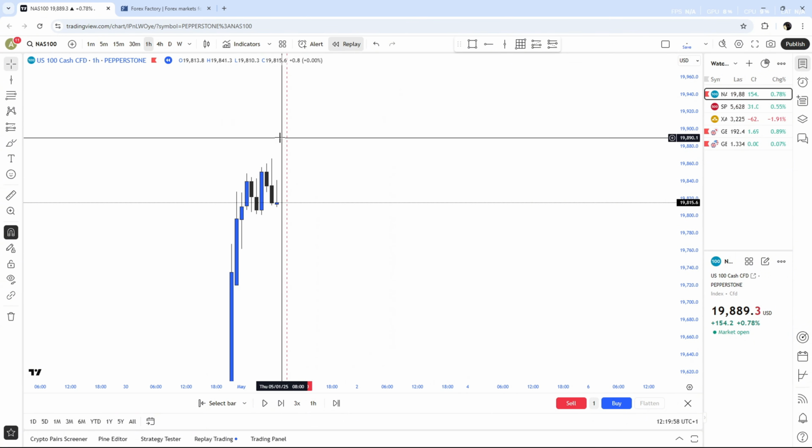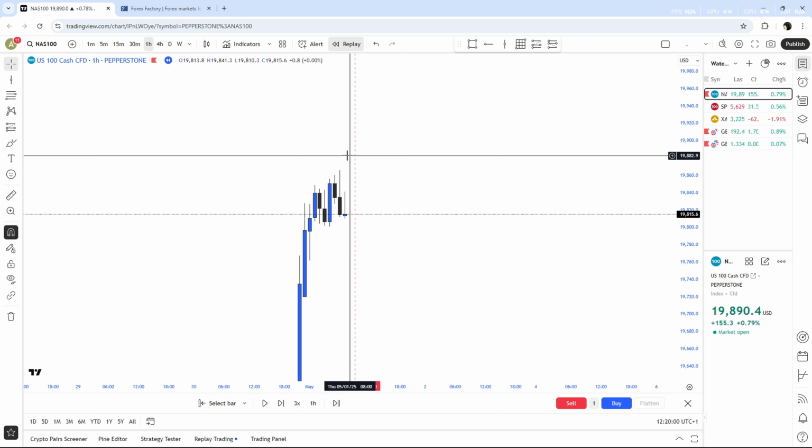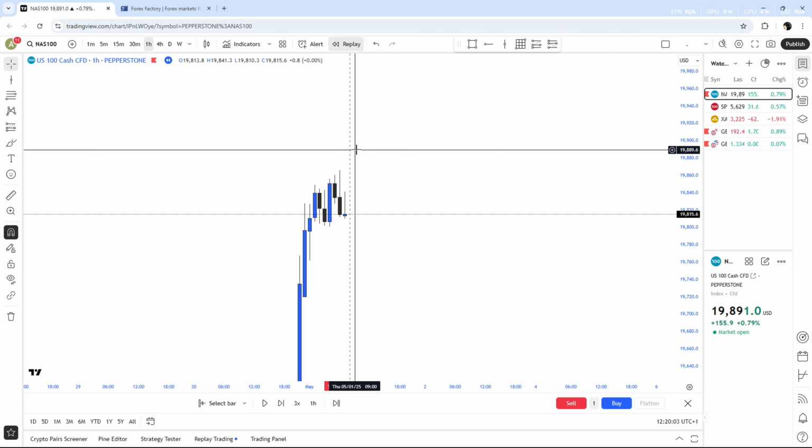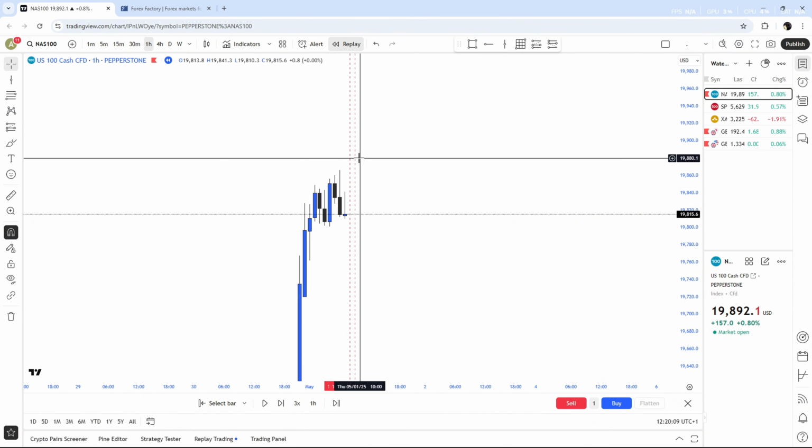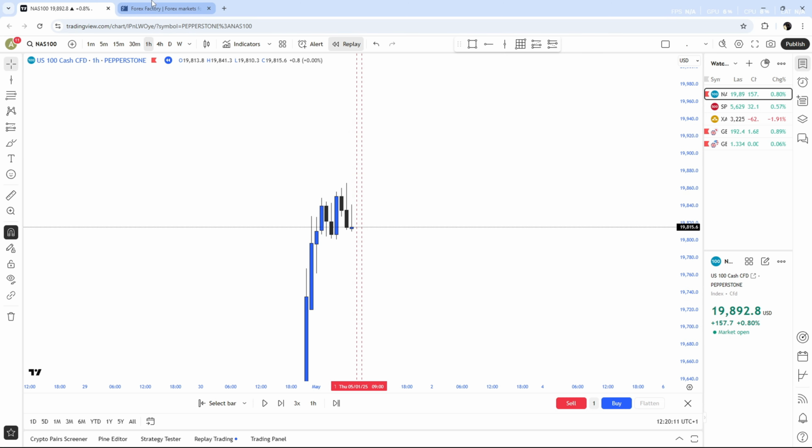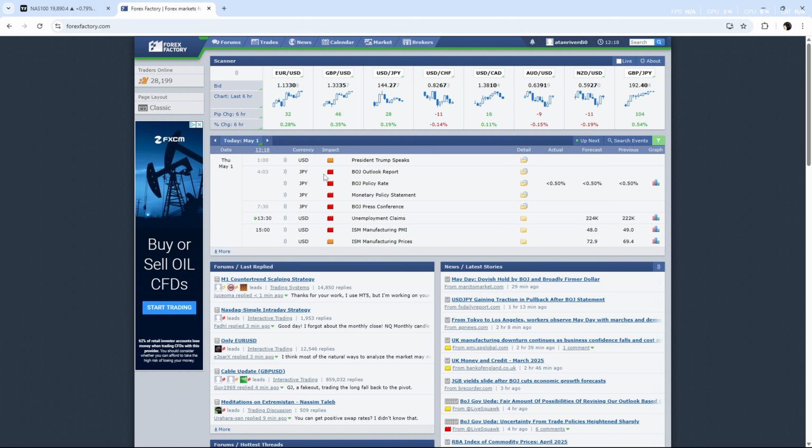So I'm looking to take a trade between 8 to 9. I live in London. This London session starts at 8. That's when I'm looking to take the trade, and I don't want to take any trades after 9. We had news today. Trump spoke at 1 a.m. So that's basically yesterday, because I think we're 5 hours ahead of New York. Unemployment claims, ISM manufacturing PMI, ISM manufacturing prices.